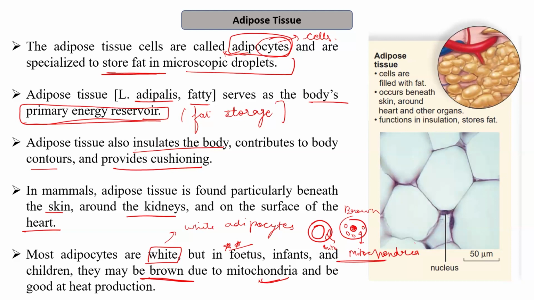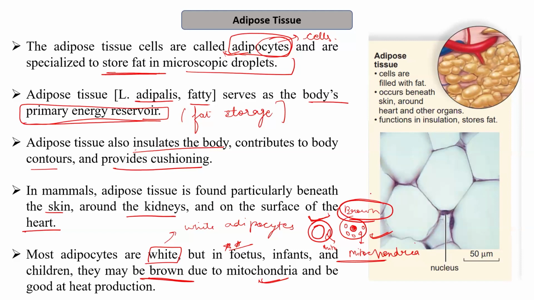So therefore, in babies or in fetus, usually it is the brown adipocytes which are present, whose function is mainly to protect the fetus from the cold. So it provides insulation against the cold by producing more energy with the help of the more mitochondria that are present in the brown adipocytes. But in well-developed humans or in adults, it is usually the white adipocytes which are present, whose main function is to store the fat and provide insulation and protection to the internal organs.